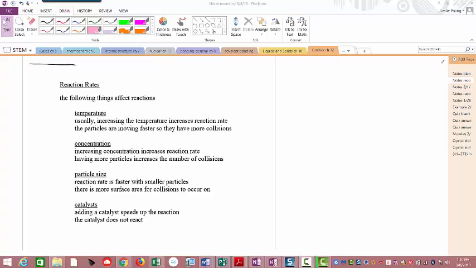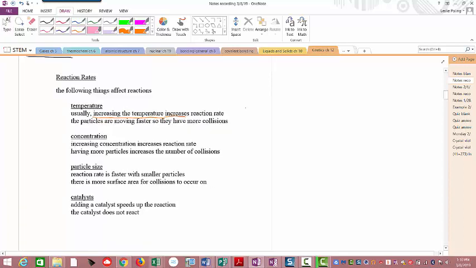Okay, so how do we change a reaction rate? Well, temperature. Increasing the temperature increases reaction rate. So that is a direct relationship. And this would be one that you are familiar with, because if you look at food spoiling, higher temperature, that's a faster reaction. Lower temperature is a slower reaction.